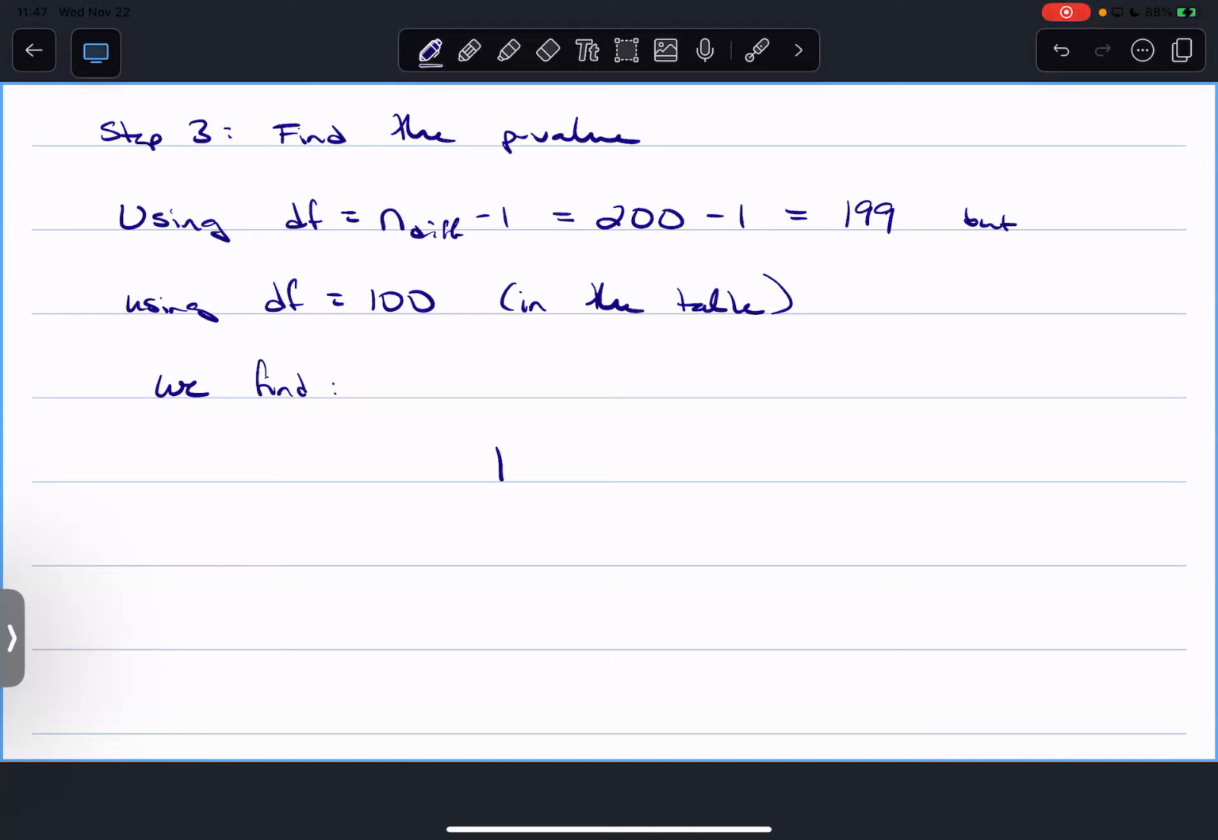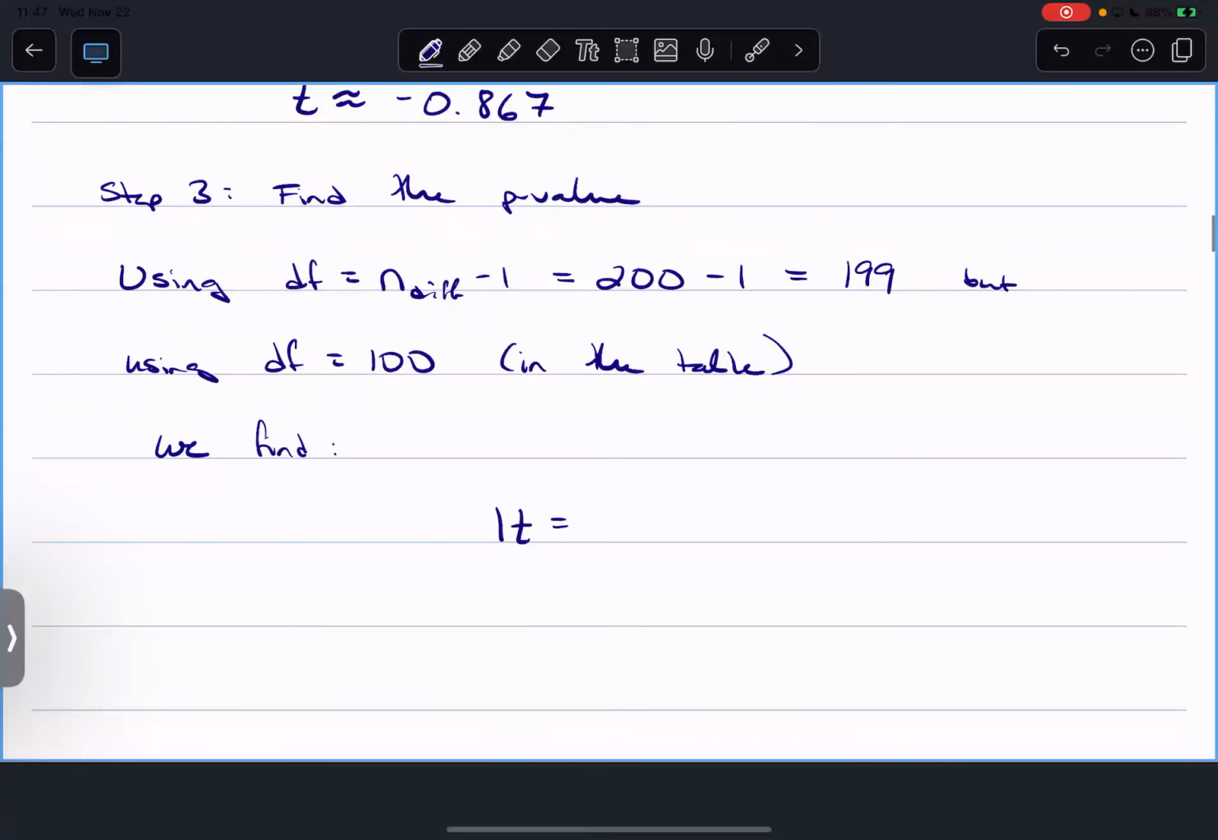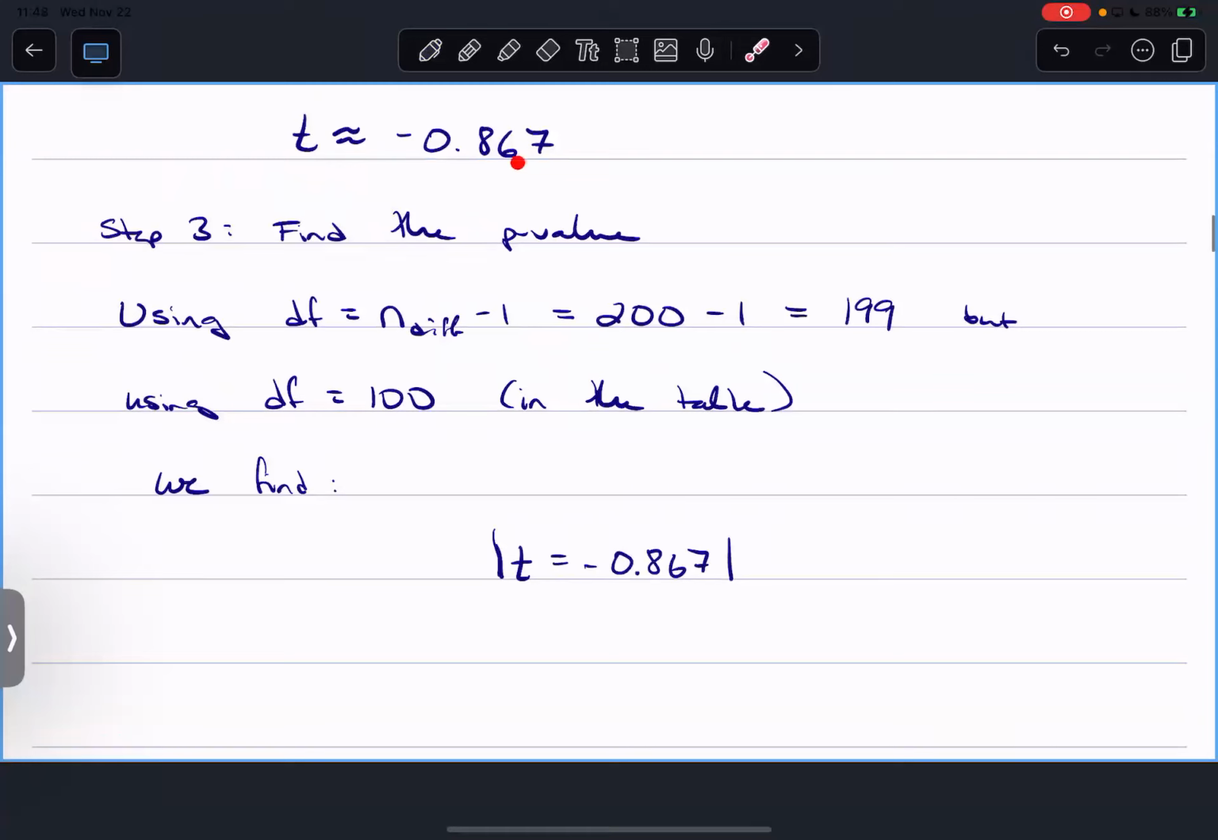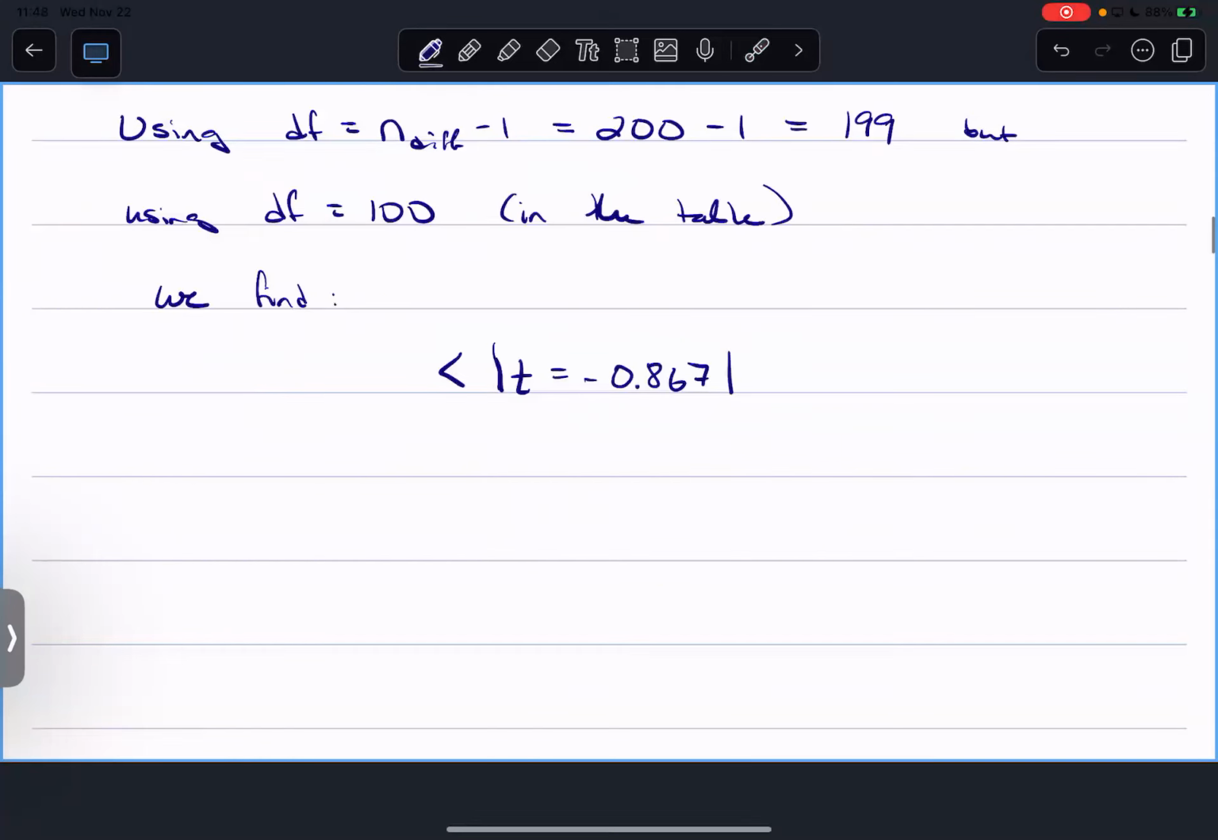And we have to take the absolute value of T. So the absolute value are those vertical bars. T equal to negative 0.867. Take your calculated T, wrap it up in absolute values. And then because I don't want to deal with inequalities, I always use the same setup. Some value is going to be less than this value, and some value in the table is going to be larger than this value.